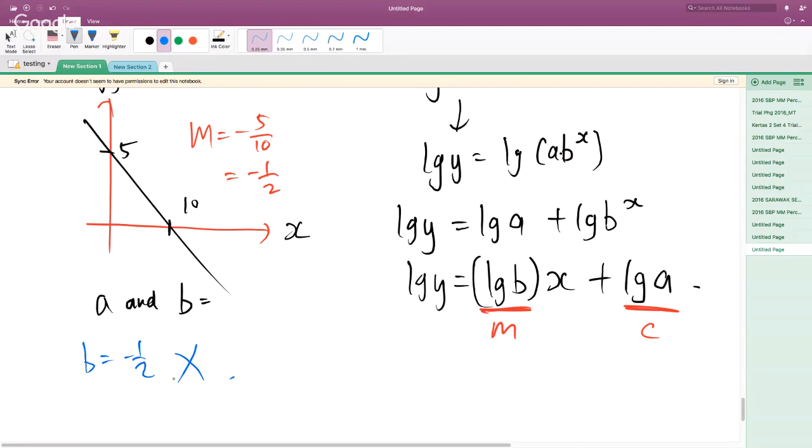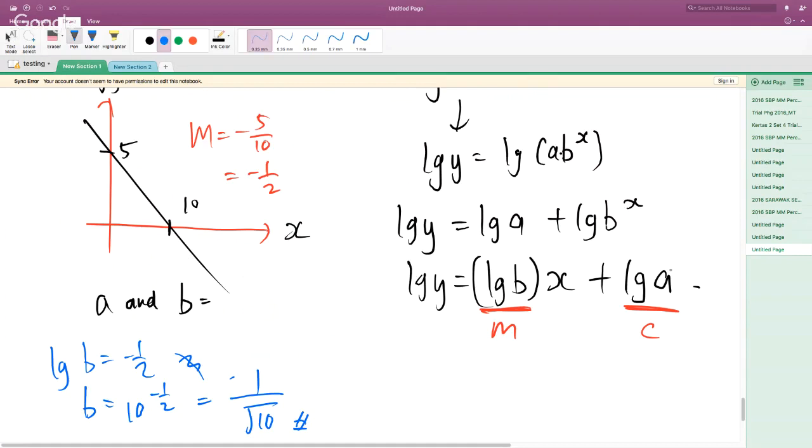Because negative half does not belong to b, it belongs to log b. So what you need to do is you have to move the log to the other side. You get 10 power of negative half. And then you get something like 1 over square root 10. This is the value for b.